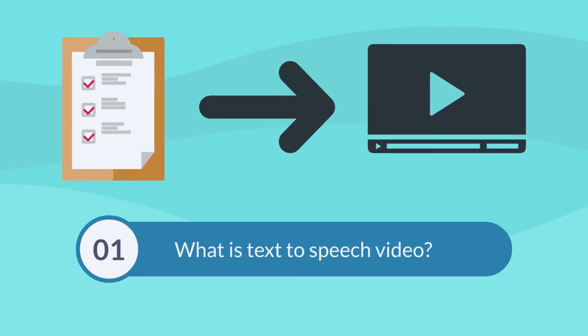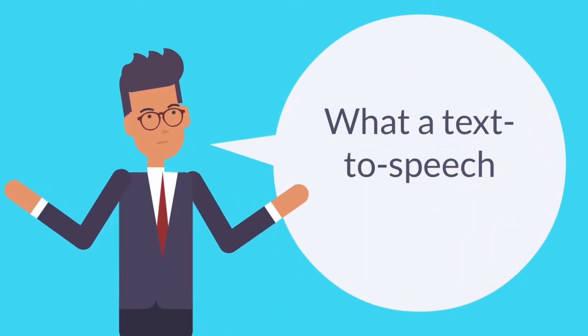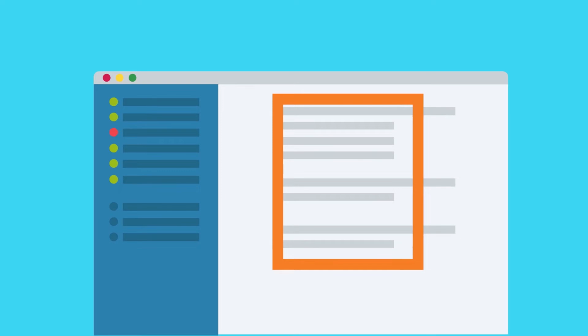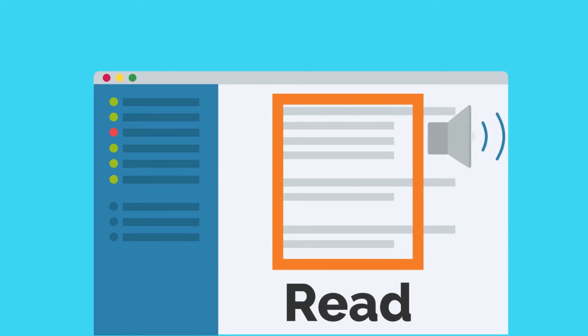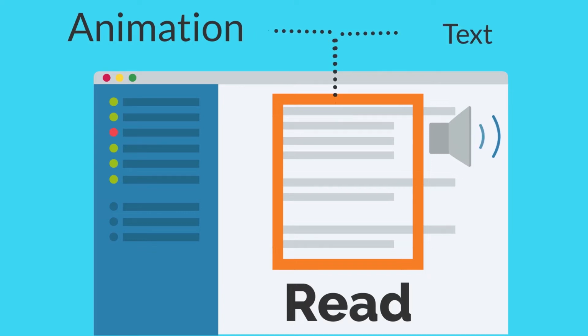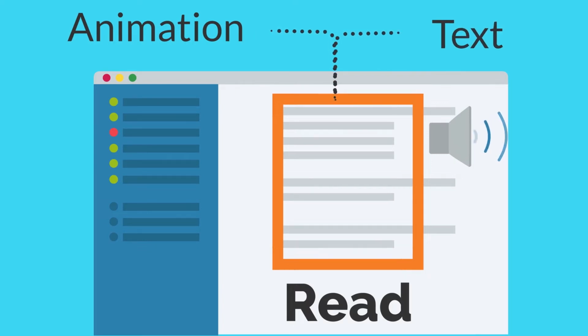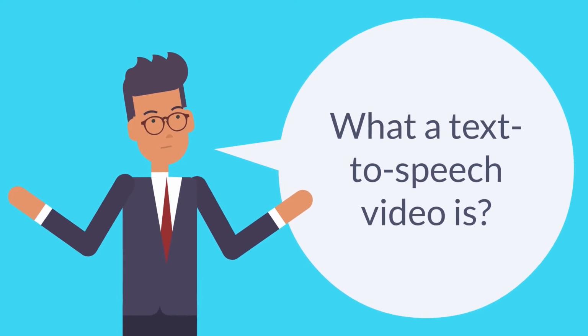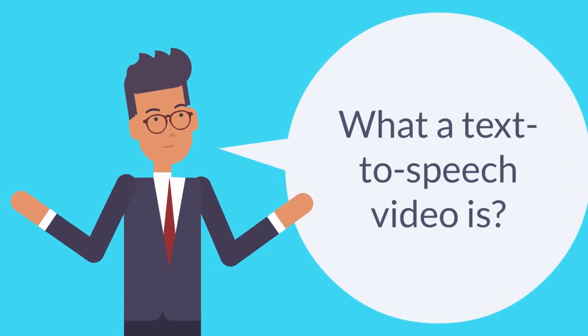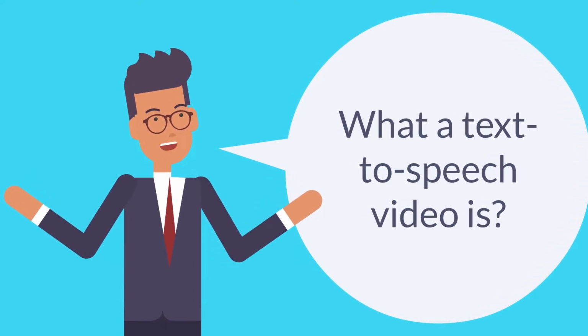What is text-to-speech video? First, let's know what a text-to-speech video is. It's basically a video made using text-to-speech technology. What you do is that you simply put the text in a text-to-speech software, and it will read the text out loud. For the video itself, you can either choose to put an animation or simply use the text as background.